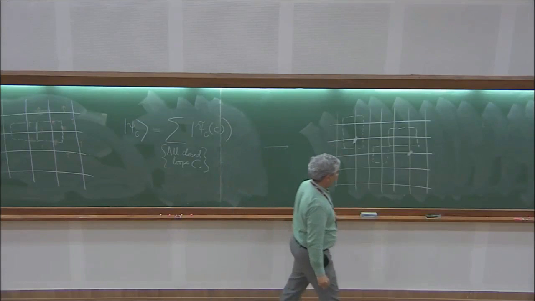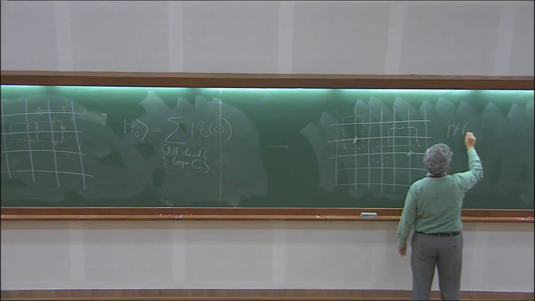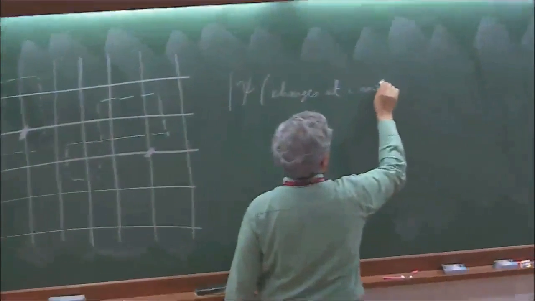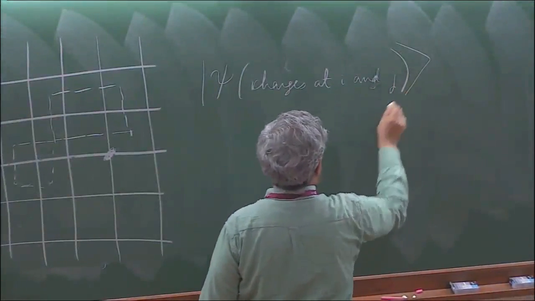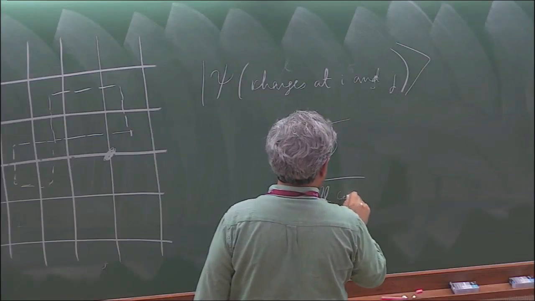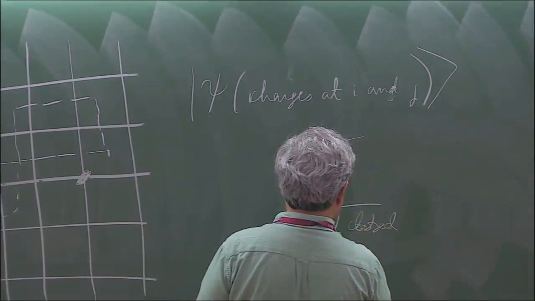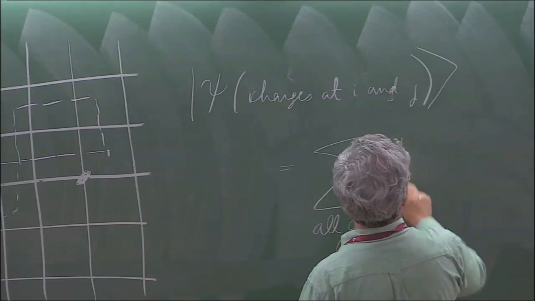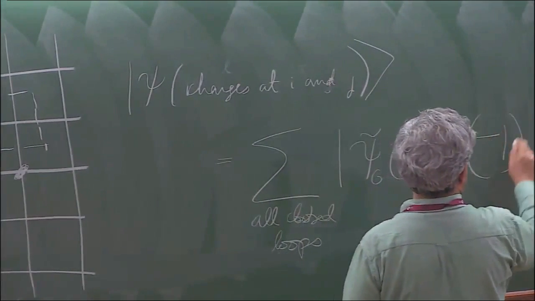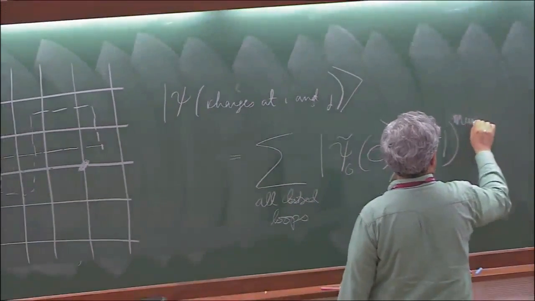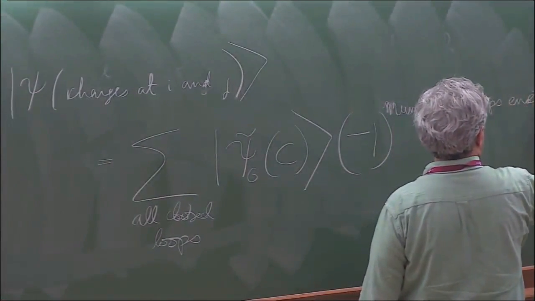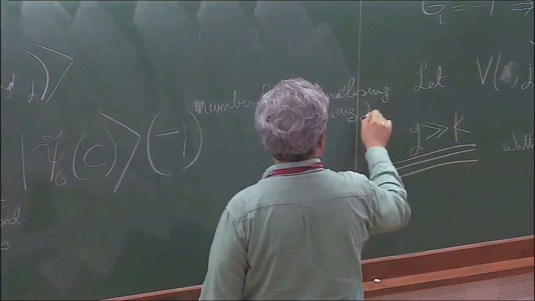Okay. So now I'm going to say, for the psi, the charges at I and J, I'm going to assert the following: it is equal to the sum over all closed loops of the same set of states, psi tilde G, which depends on the closed loop, times -1 to the number of loops enclosing I and J. Okay, that's my assertion.